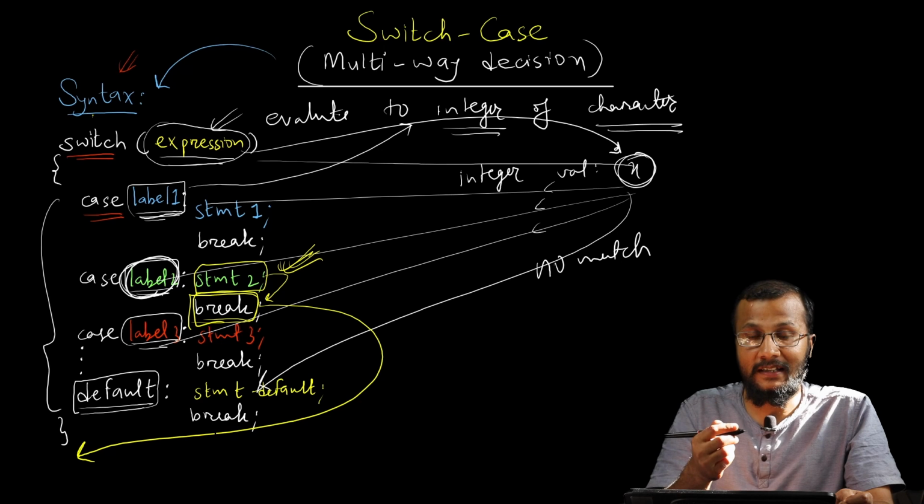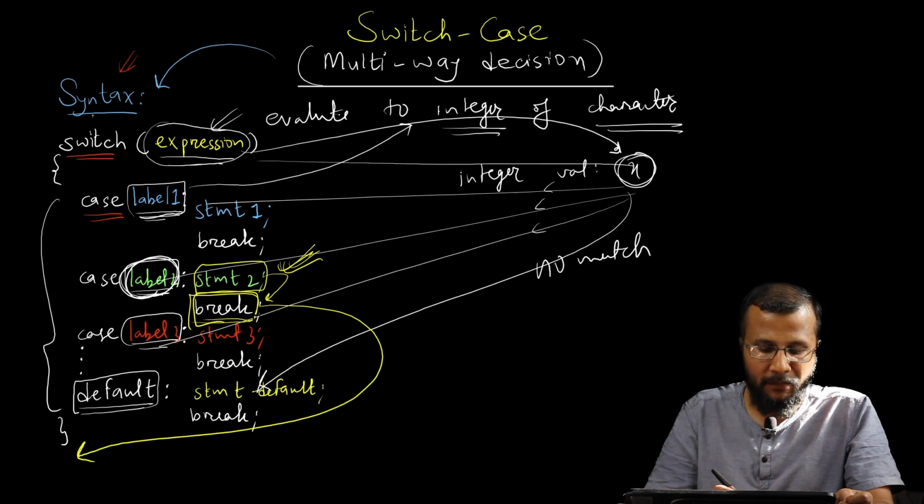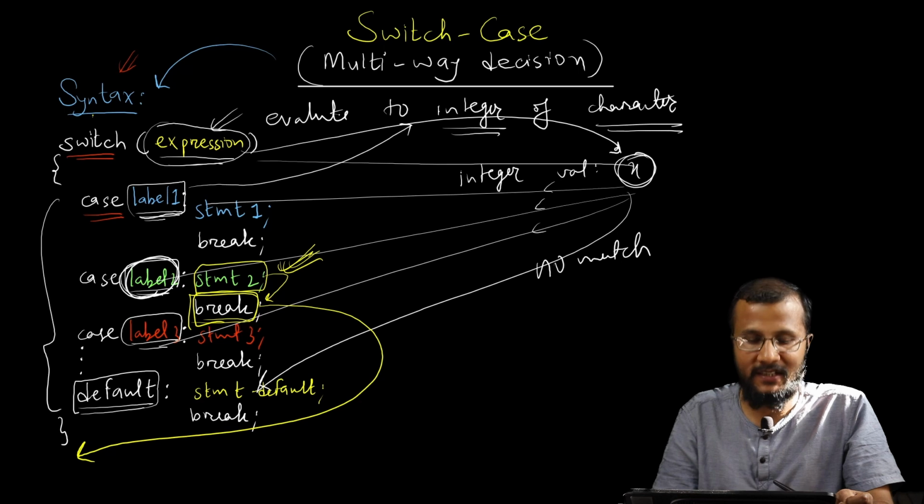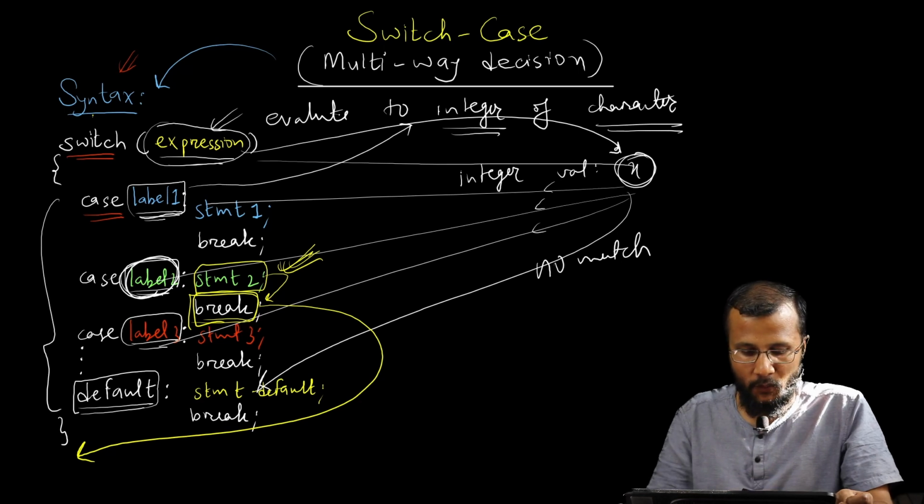Okay, so break is actually used for making an unconditional jump. It is helping me to jump out of this particular body of the switch. It will make me come out of the switch case statement. So this is how it works.